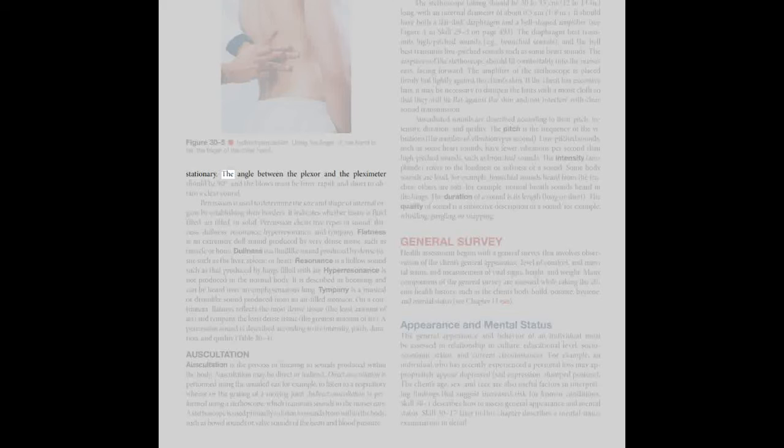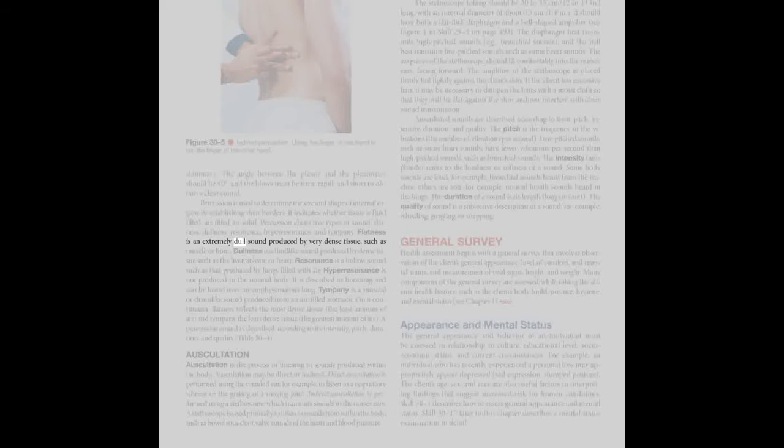The angle between the plexor and the pleximeter should be 90 degrees, and the blows must be firm, rapid, and short to obtain a clear sound. Percussion is used to determine the size and shape of internal organs by establishing their borders. It indicates whether tissue is fluid-filled, air-filled, or solid. Percussion elicits 5 types of sound: flatness, dullness, resonance, hyperresonance, and tympany.